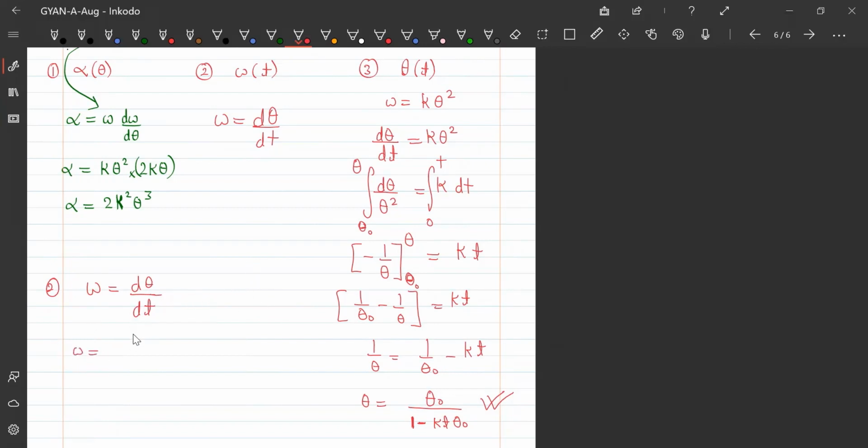We can do that with the chain rule. Theta naught is a constant, so we write it outside. Minus sign, 1 minus kt theta naught whole square, then k theta naught. So finally it will be k theta naught square upon 1 minus kt theta naught whole square. Take your time, solve it, and once theta as a function of time t comes, differentiate it to find omega as a function of time t.